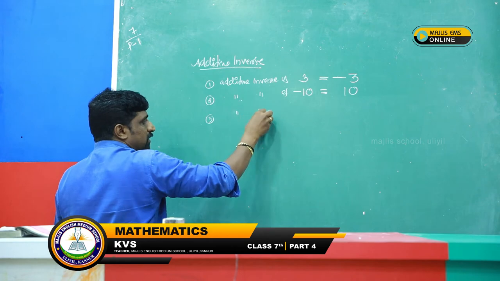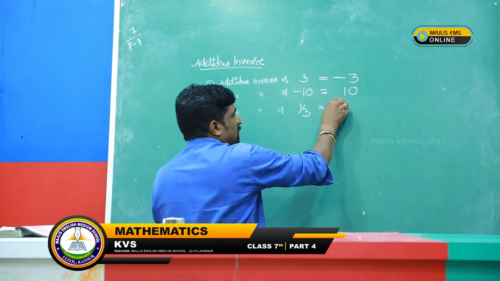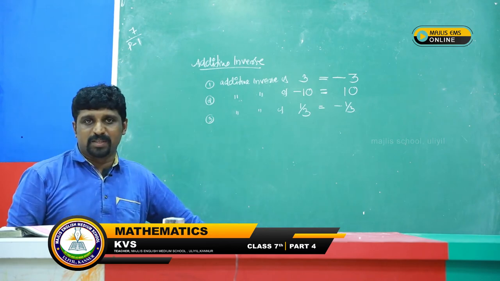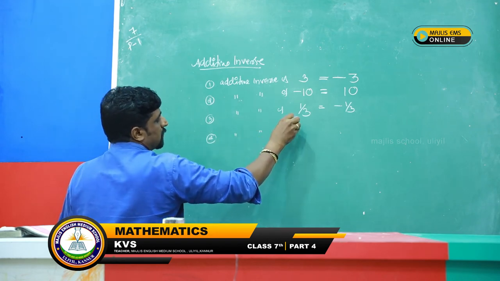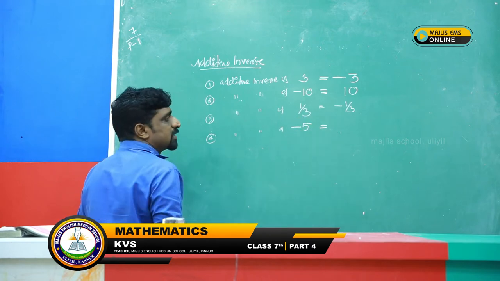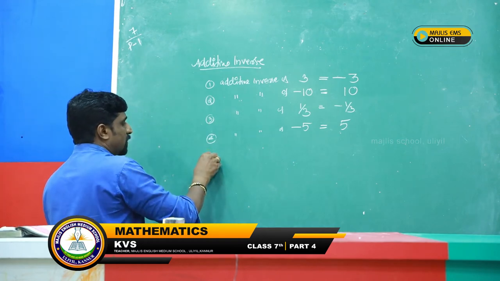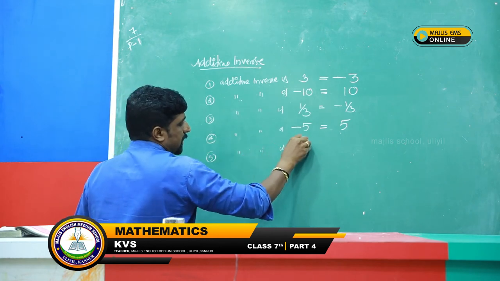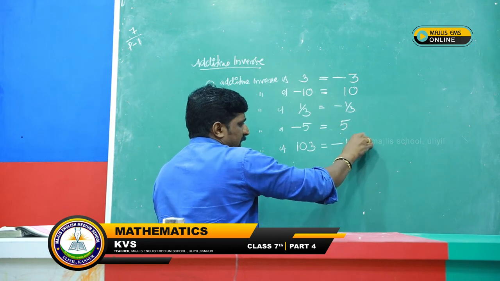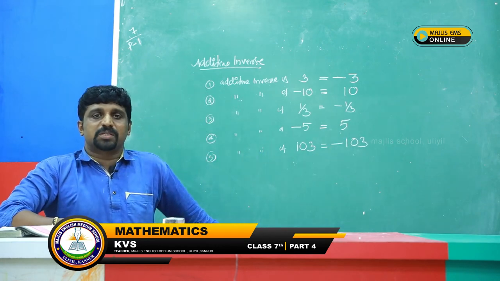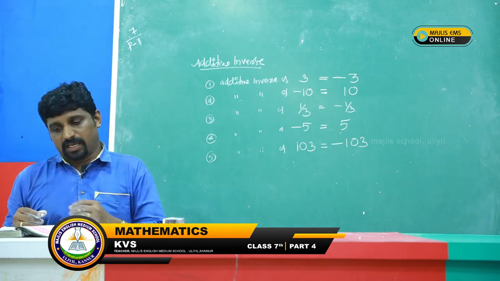Third one: additive inverse of 1 by 3. This is not an integer, but we can find it: minus 1 by 3. Then additive inverse of minus 5. What is the answer? 5. Then one more: additive inverse of 103. What's the answer? Minus 103, just change the sign. If the question is positive, the answer becomes negative; if the question is negative, the answer becomes positive. So the additive inverse of 103 is minus 103. It's clear.